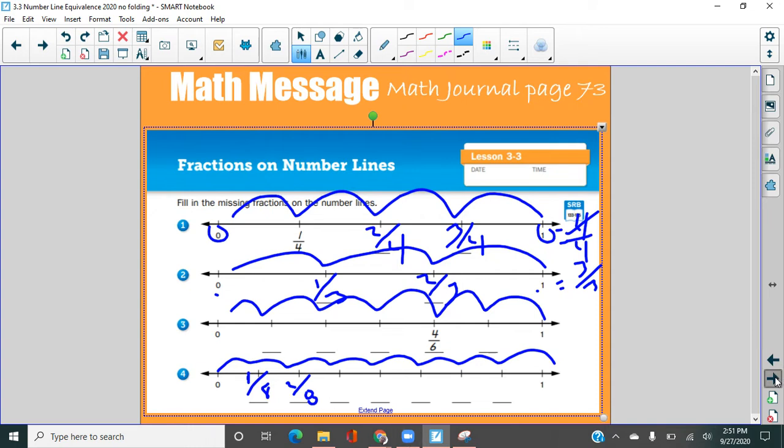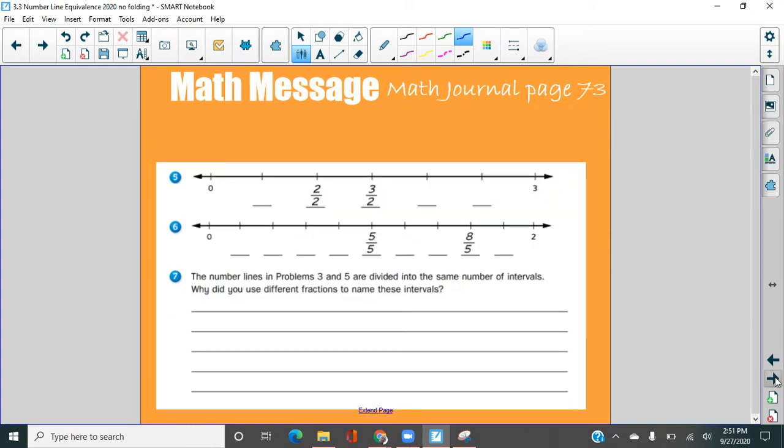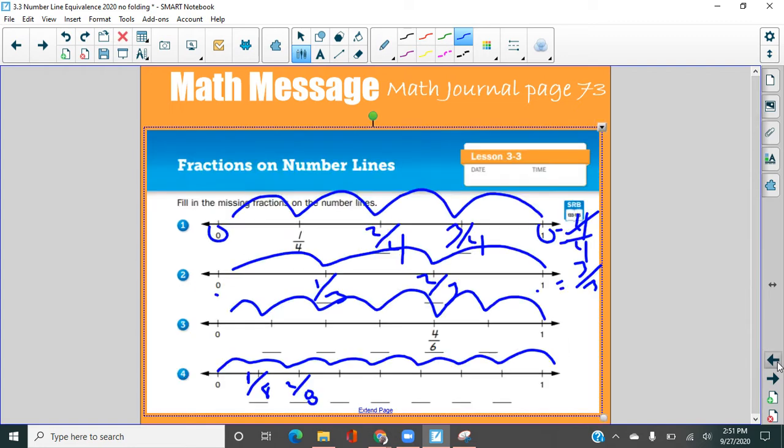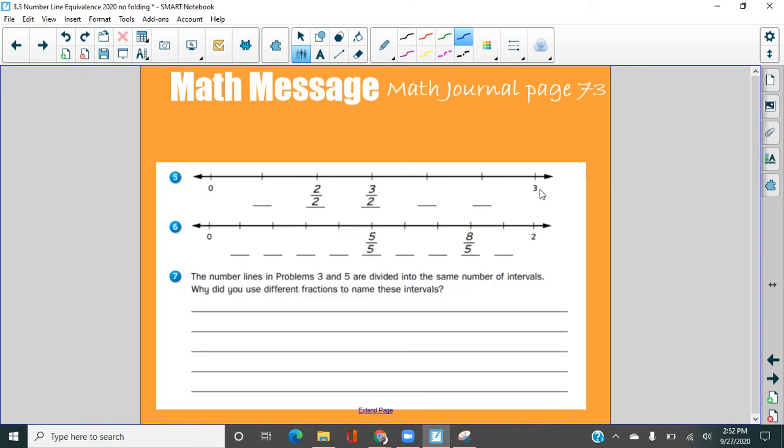Okay, now let's dive down to this number line. Now, this one's different. Look at this. 0, and 3. But remember, we only want to count the jumps between 0 and 1. That was pretty easy because on all of these, the 1 was right here. But now there's a 3 here. So we have to find the 1. Well, where would the 1 be? Well, look right here.